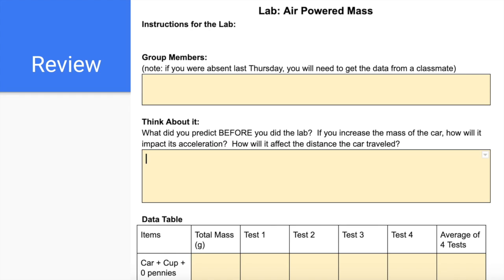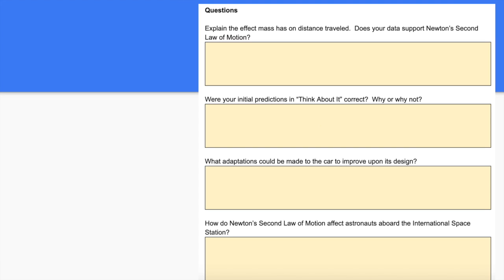So let's do a little bit of review. Last time you were entering data from the lab that we did in class last week, and it was about a cart that was pushed using a force from air, from a ball pump. Now, most of you were able to easily write your group numbers and think about it and your data, but I really wanted to focus on some of the questions.